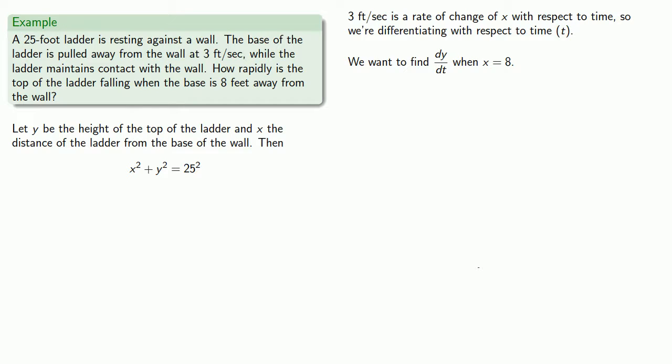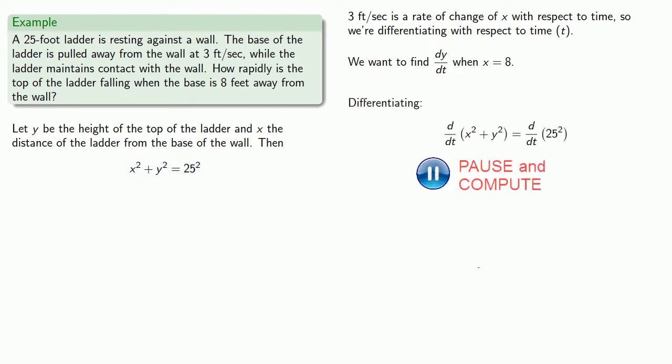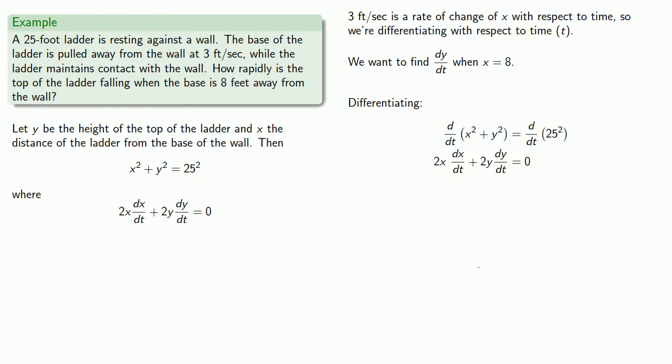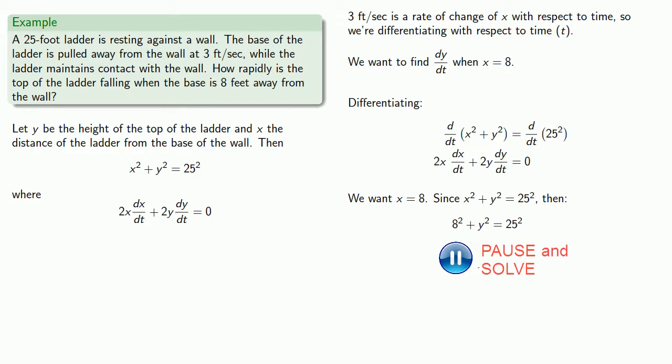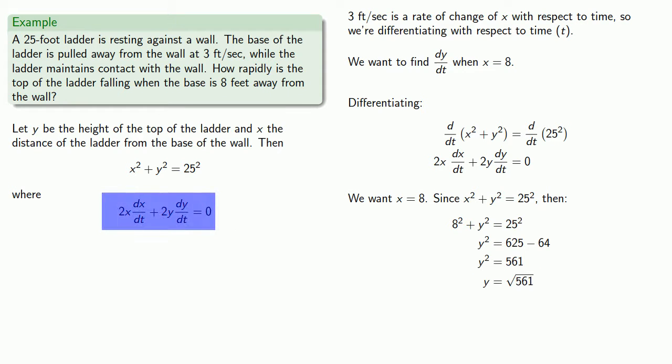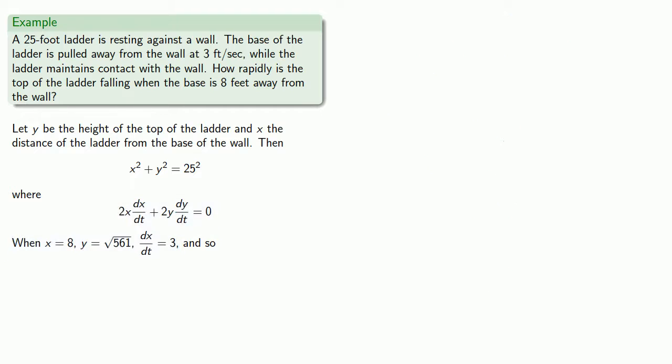So we have our relationship between x and y, so let's differentiate with respect to time. We want x equal to 8, and since x squared plus y squared equals 25 squared, then we can find y. So we have a derivative relationship, as well as x equals 8, y equals square root 561, and dx/dt equals 3. So I'll substitute those into my equation and solve for dy/dt.